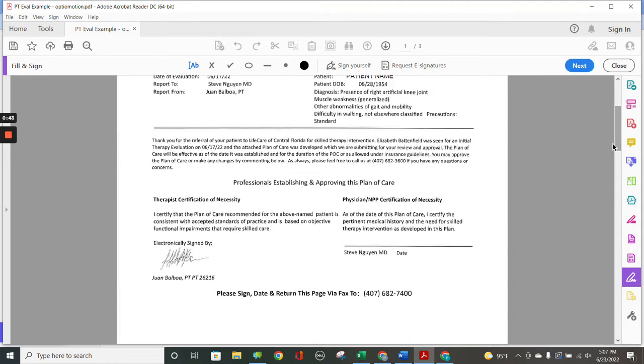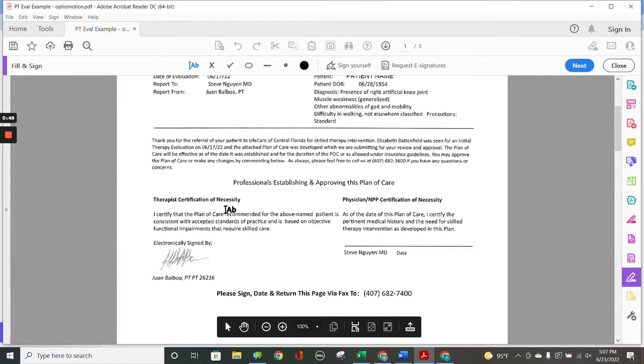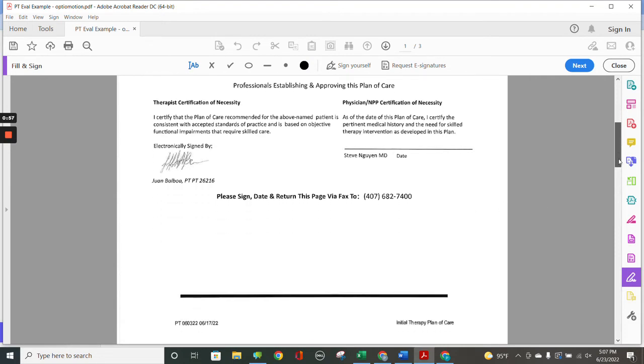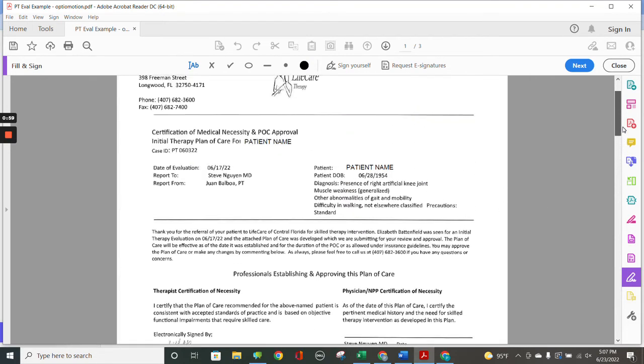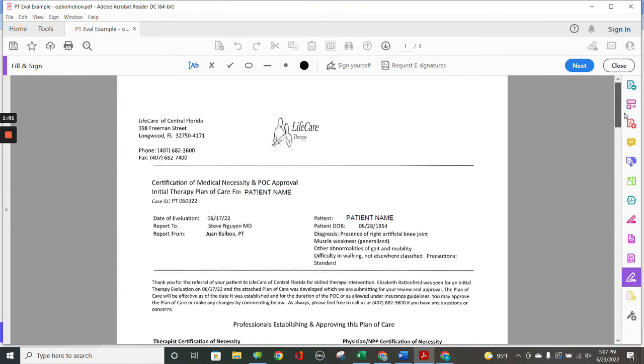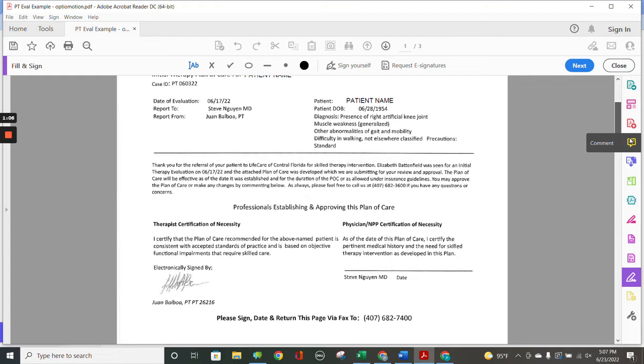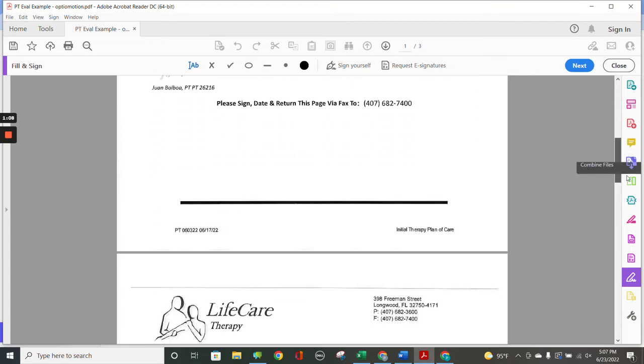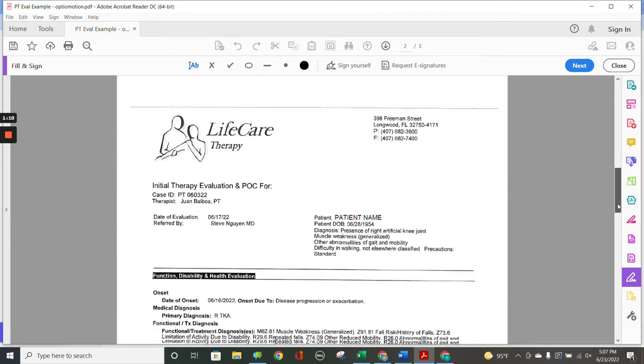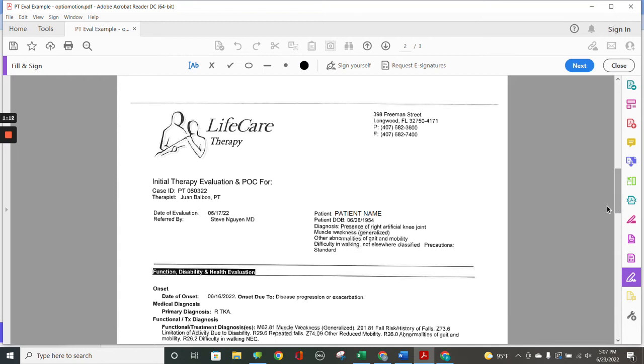Also, if you look down on the bottom left of the page, you can see where the therapist has certified the medical necessity for this patient. The bottom right is where the doctor would also sign and date that they agree with the medical necessity and the care plan for this. This is a requirement by Medicare as well as ACA for all the insurances. We have to have these approved by both the referring physician and the therapist.